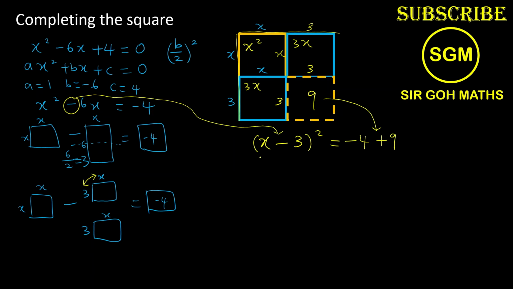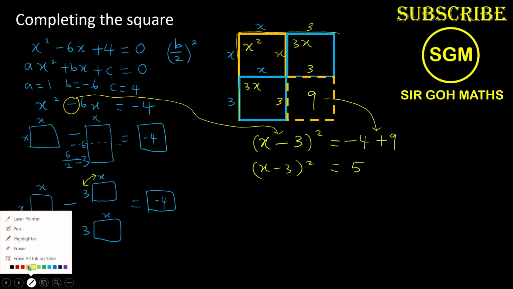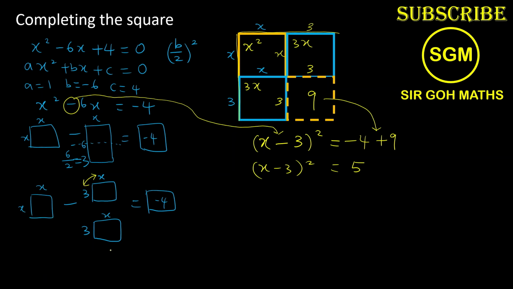Okay, so now we continue with our working like this. Negative 4 plus 9, how much do we get? We will get 5, right? So now, in order to eliminate the bracket square, what should we do? Yes, what should we do? Okay, we change the color first. Right, which color? This color, right? Okay, green color. So we square root both sides. And don't forget we have a plus minus sign here.